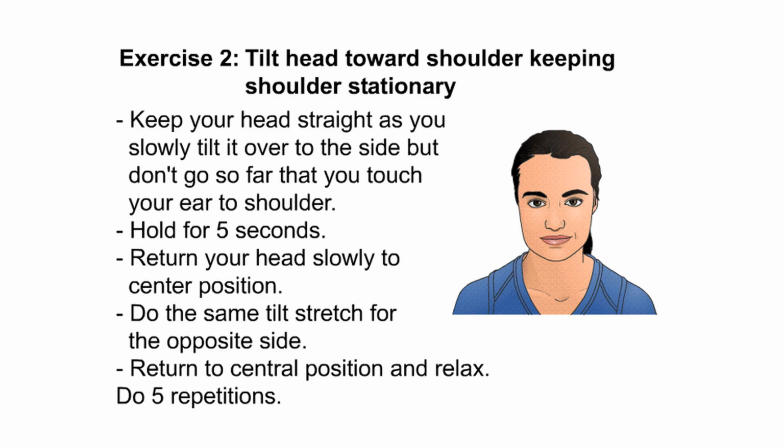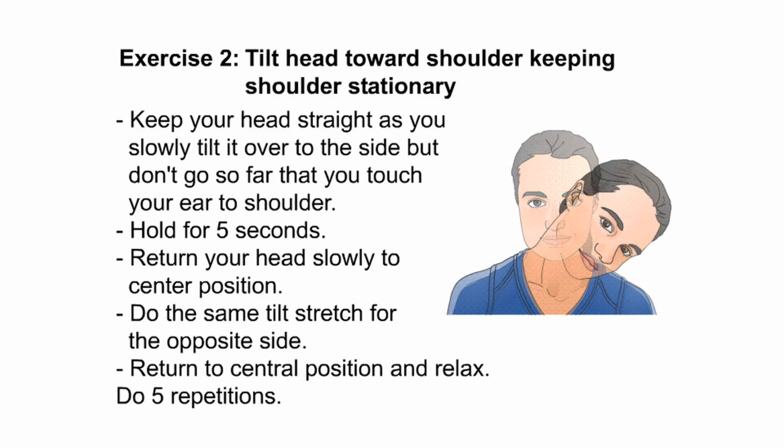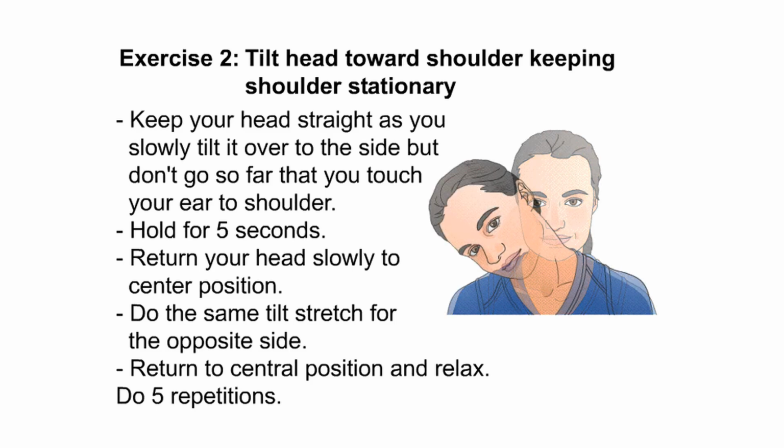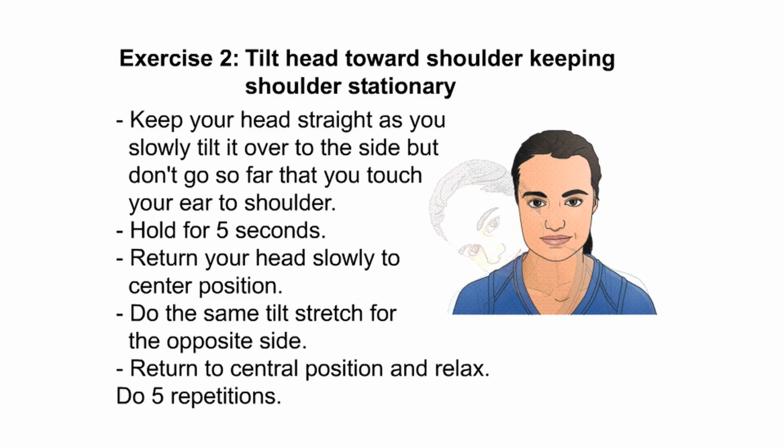Exercise 2. Tilt head towards shoulder, keeping shoulder stationary. Keep your head straight as you slowly tilt it over to the side, but don't go so far that you touch your ear to shoulder. Hold for 5 seconds. Return your head slowly to center position. Do the same tilt stretch for the opposite side. Return to central position and relax. Do 5 repetitions.